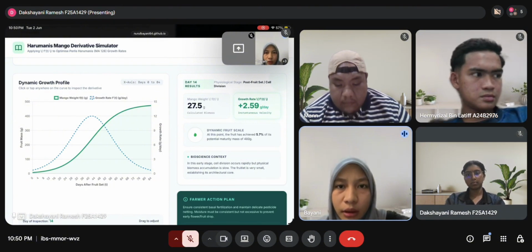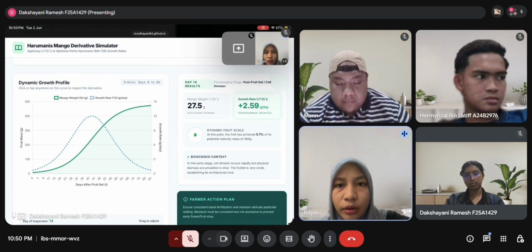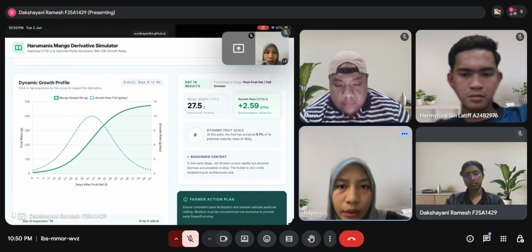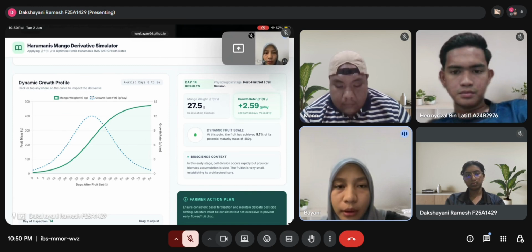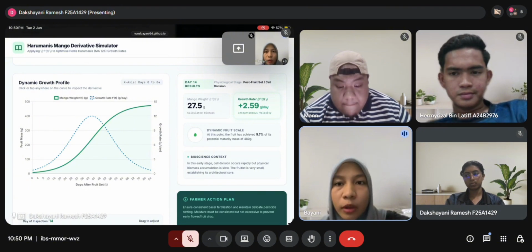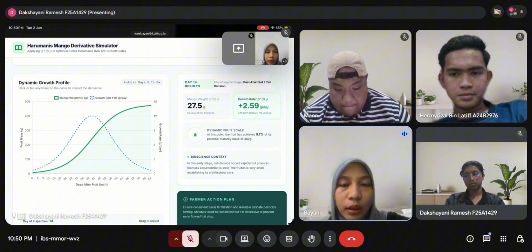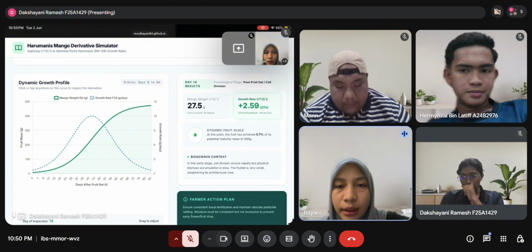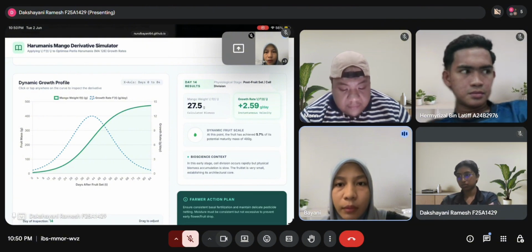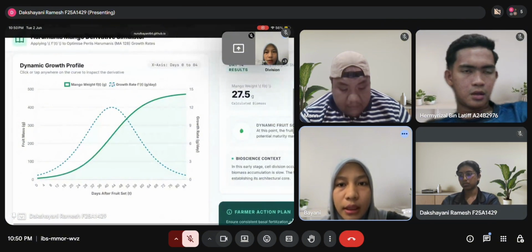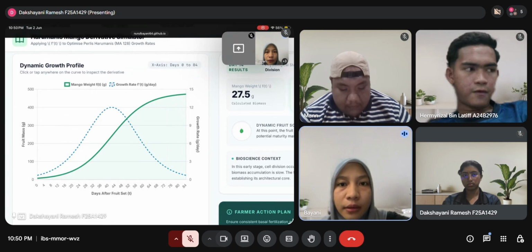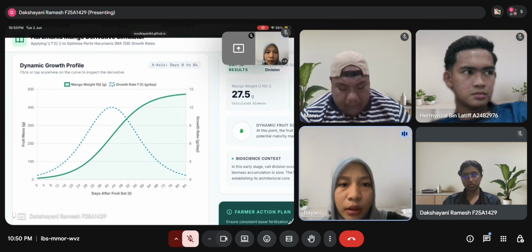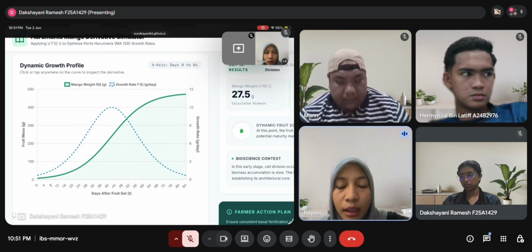Today I will be presenting the Harumanis Mango Derivative Simulator. This project integrates calculus with agro technology to track the growth rate of the premium Perlis mango, the Harumanis MA128 cultivar. The core problem here is that just knowing the fruit weight isn't enough for farmers. We need to know how fast it grows, which is the first derivative, f prime of t.